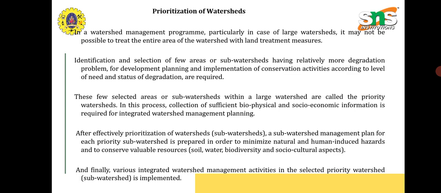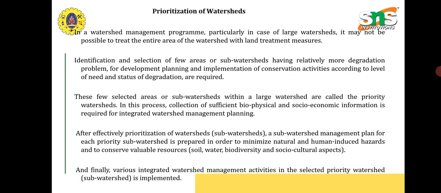Prioritization of watershed. In a watershed management program, in the case of a large watershed, it may not be possible to treat the entire area of the watershed with land treatment measures. So a few areas or sub-watersheds having relatively more degradation problems are identified and selected for development planning and implementation of conservation activities, according to the level of need and status of degradation. These few selected areas or sub-watersheds within a large watershed are called priority watersheds.